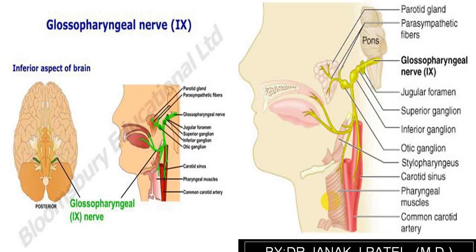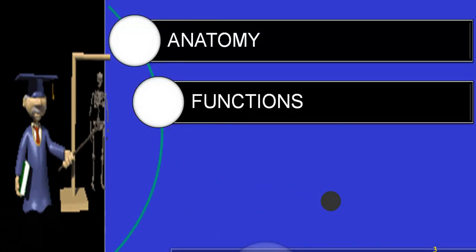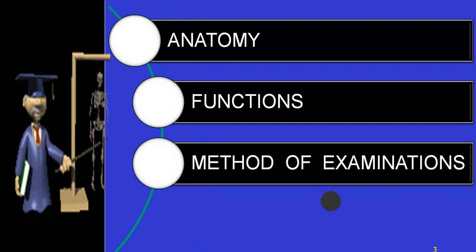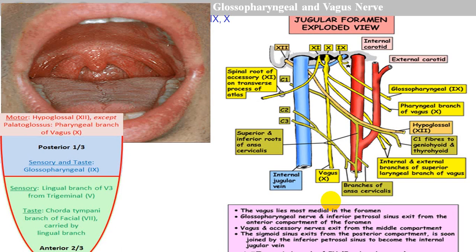So the glossopharyngeal nerve, or ninth cranial nerve, by and large we combine together with the 10th cranial nerve. We usually examine them together, but I'll be talking a little bit separately about both, though some of the examination may be common for the ninth as well as the 10th cranial nerve.